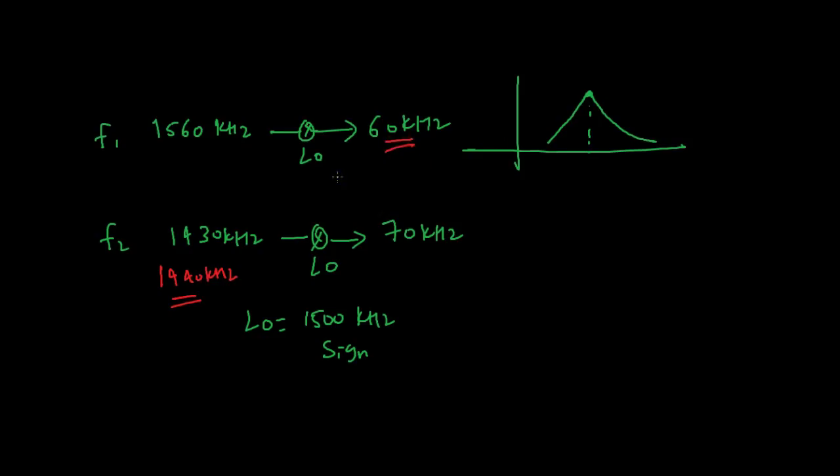What happens in this radio system is, the radio receiver will have an IF amplifier whose characteristic is in this manner. That is, it will only amplify the 60 kilohertz signal and it will reject all other frequencies, so that at any given point of time you hear only one station.